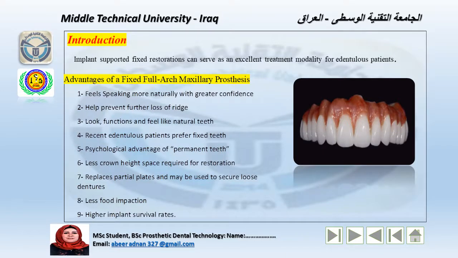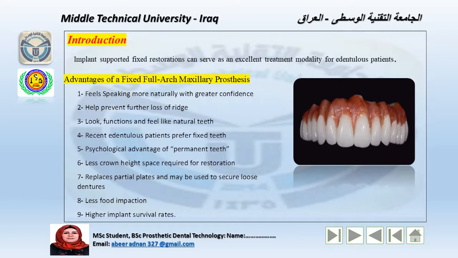Introduction. Implant-supported fixed restoration can serve as an excellent treatment modality for a dental patient. The implant fixed restoration has a psychological advantage compared with the overdenture prosthesis. Whereas an overdenture is a prosthesis, a fixed restoration is considered a body part.